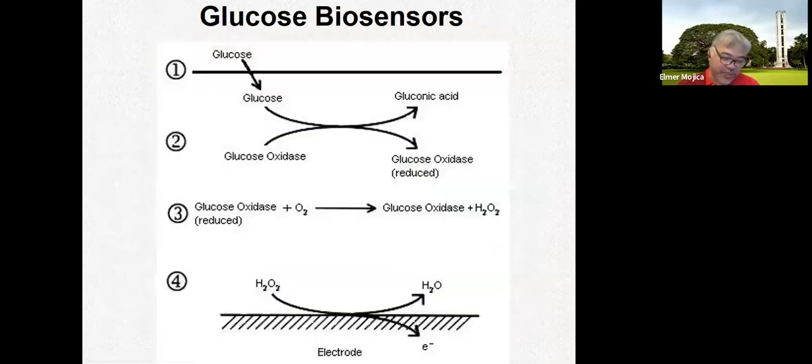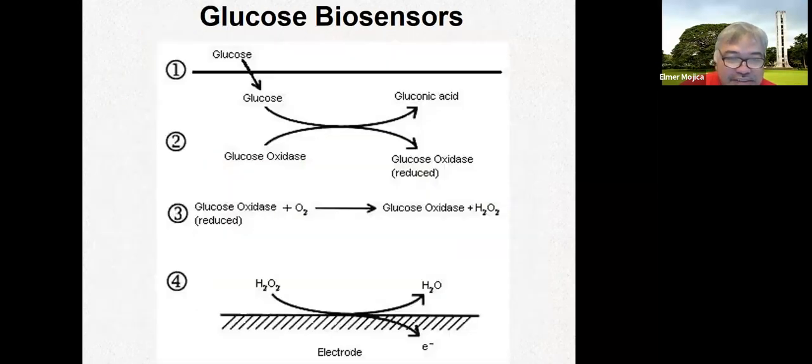And if you're going to look at the basis of the glucose biosensor, this is really a billion-dollar industry. Okay? So usually in a glucose meter strip, what you have there is an immobilized enzyme membrane. And that immobilized membrane is the glucose oxidase.